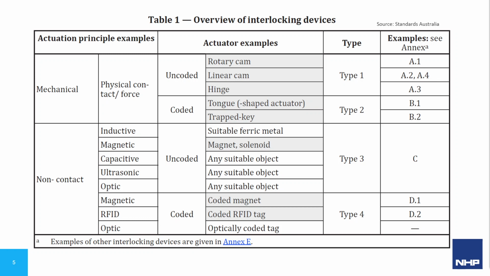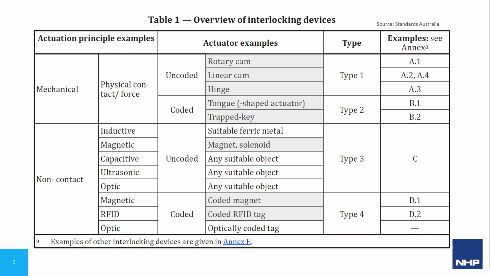For example, a Type 1 switch being an uncoded device means that literally anything can physically come in contact with the switch and actuate it. Typically and most commonly, these are limit switches, which the guard presses on to indicate its position. Type 2 devices use a coded actuator. The most common example is a tongue interlock switch, where the actuator is a unique shape so that only it can engage with the switch. This is therefore a two-piece design where a separate actuator needs to be mounted to the guard.